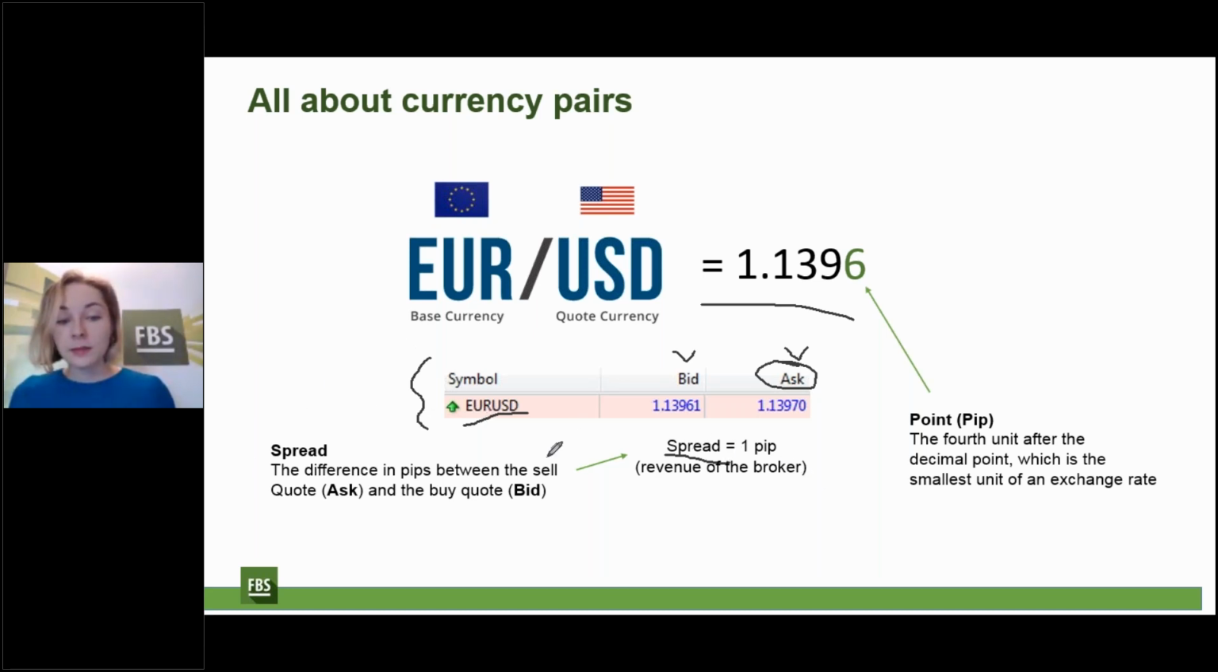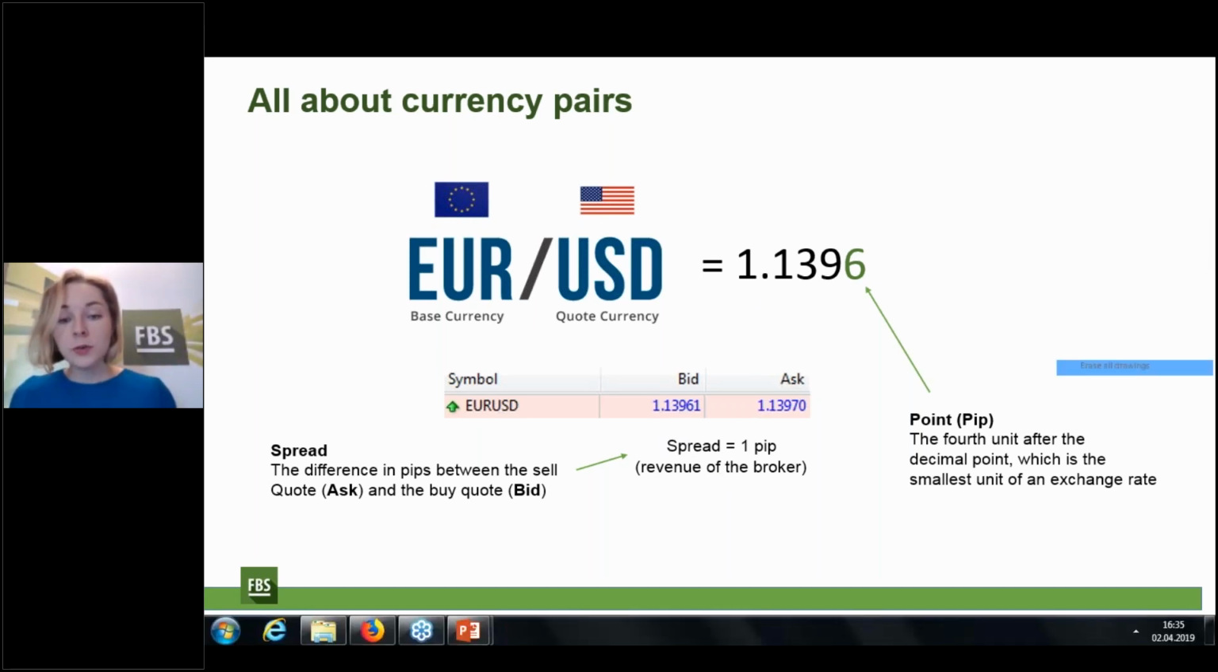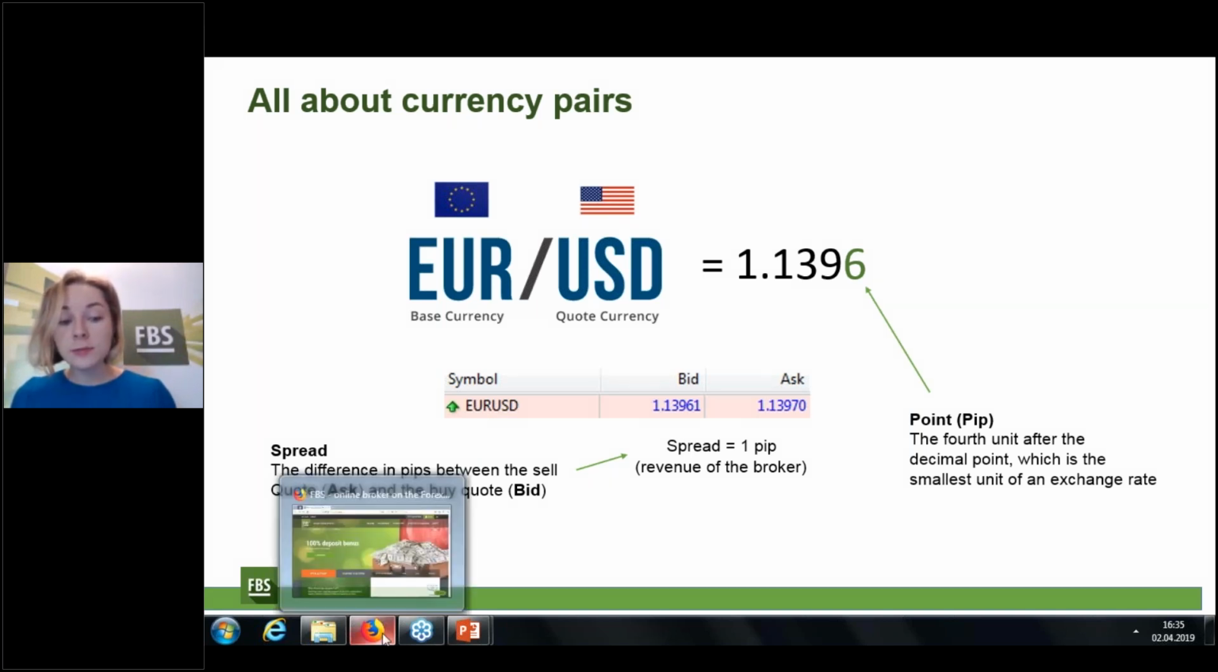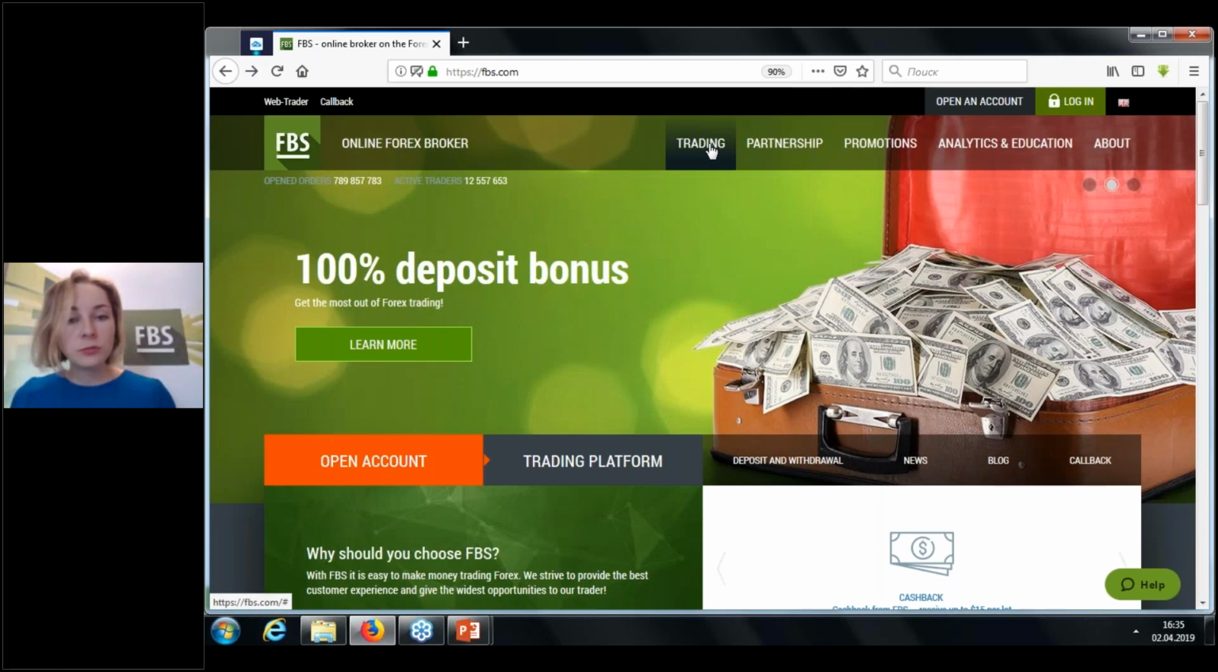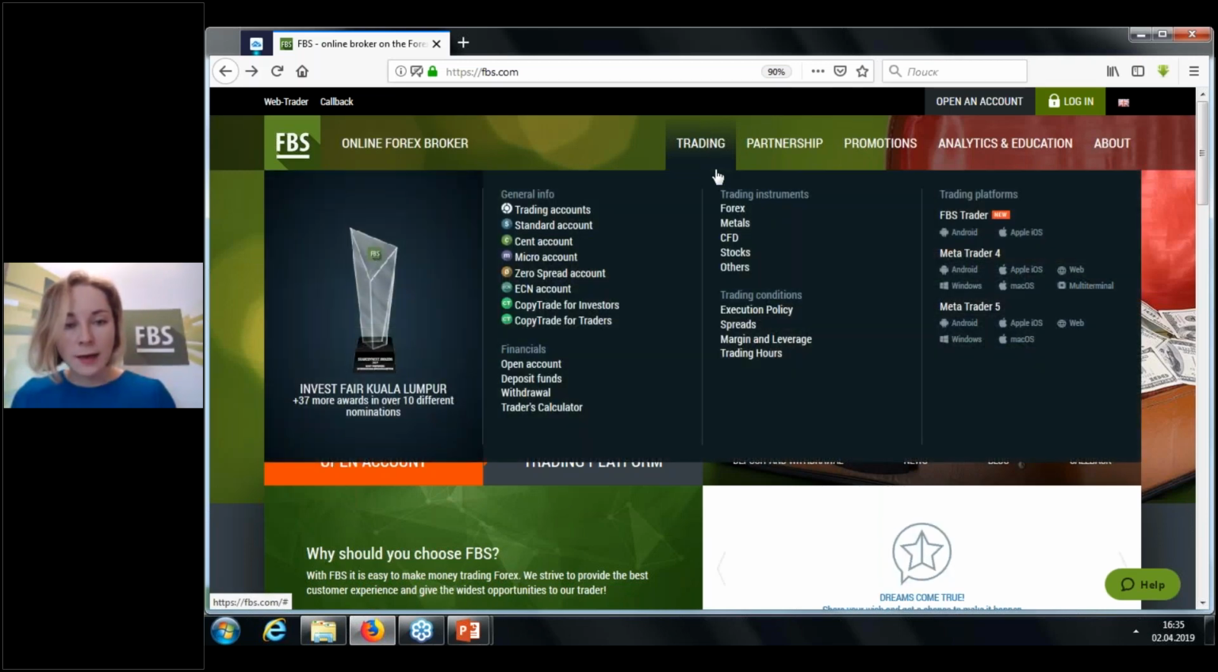Spread may be different for different currency pairs, and the pairs which consist of major currencies, for example euro dollar, and are popular, are liquid. Here the spread is usually smaller. You should have a look at various trading conditions. For example, let us see what FBS has.